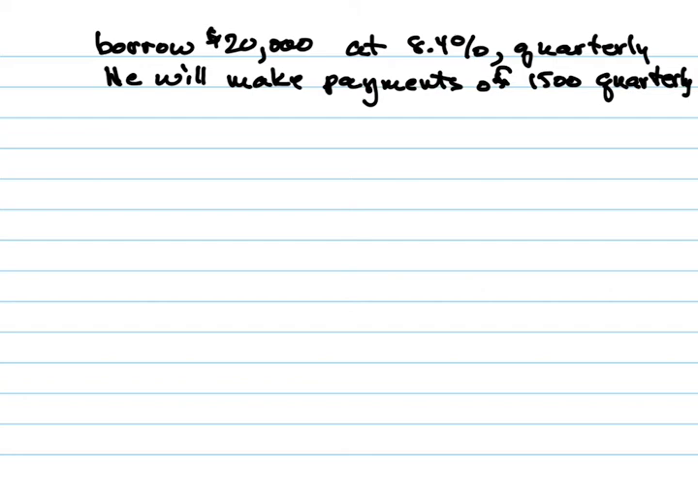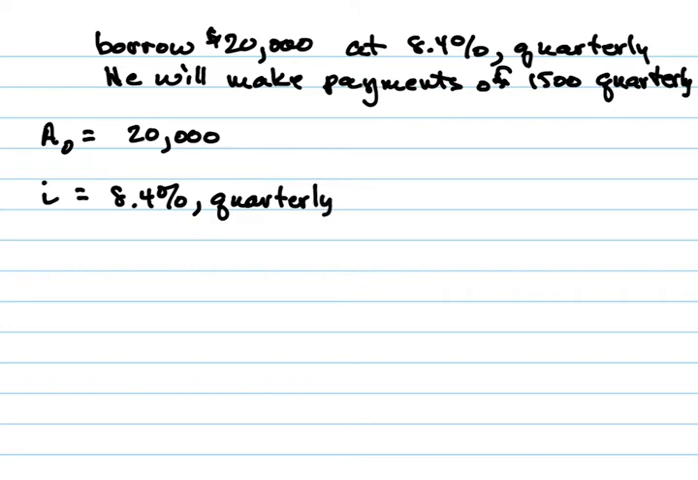So he's going to borrow $20,000. So what we need to do is start listing the pieces that we need to know. First of all, we have to know the principal no matter what. So the principal of the loan is $20,000. So that's our starting point. We also need to know our interest amount. And in this case, it's 8.4%, but it's being compounded quarterly.